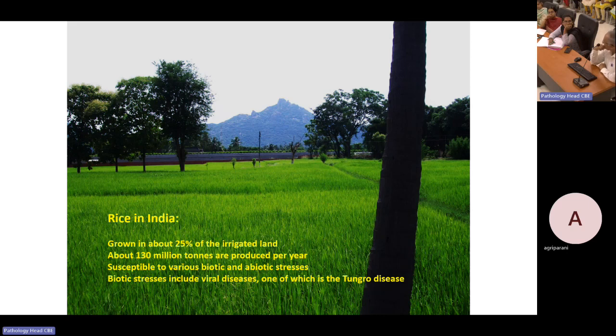I don't have to emphasize the importance of rice. So we are all assuming that rice will be bigger. It's about 25% of irrigated land in our country, about 130 million.